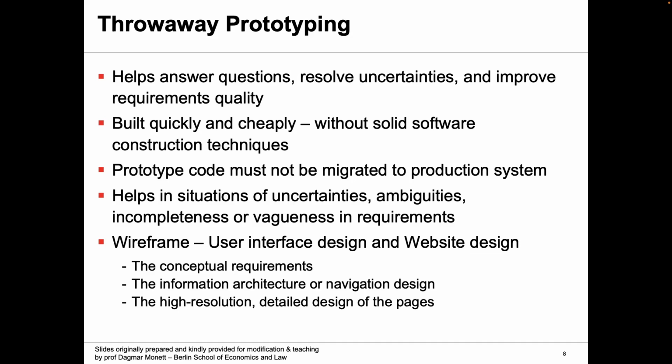It helps in situations of uncertainties, ambiguities, incompleteness, or vagueness in requirements. So obviously it is fulfilling our main objective of what a prototype should be doing, which is resolving uncertainties. It gives a visual model to the client, and it helps the client reflect. It helps them answer some ambiguities that they may have, but remember, we cannot take it forward. It is supposed to be discarded after a demonstration, and obviously after taking the feedback from the client.